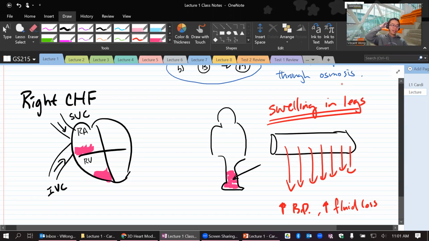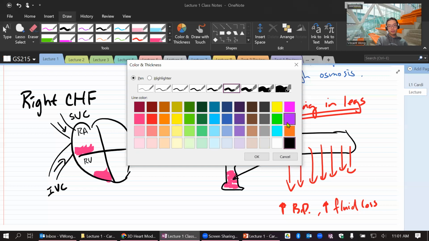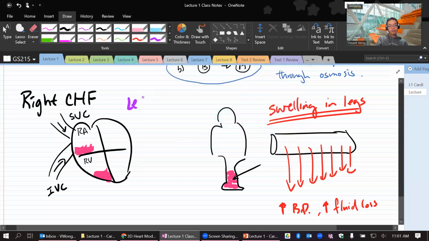Now, you're not going to have too many of these application questions. There's just going to be a few, and they're only 1 mark each. But that's how you would approach something like that. So using the same logic, does anybody want to speculate what happens for left side congestive heart failure? Left congestive heart failure. How's that going to affect the body?